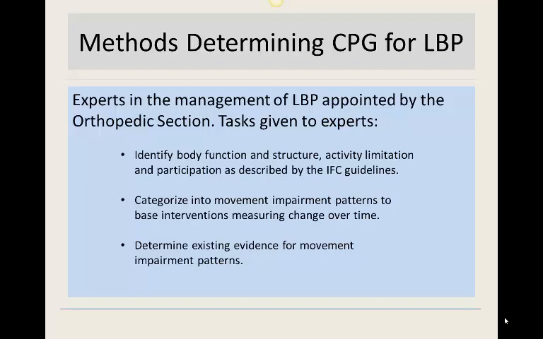Then they wanted to categorize patients into movement impairment patterns to base interventions. And these categories were all determined through the ICF guidelines based on the body function, structure, activity limitation, and participation deficits. And then after looking at those and assessing the movement impairment patterns, they looked at the best interventions to fit those categories, and then they determined how much evidence existed in treating those impairment patterns.